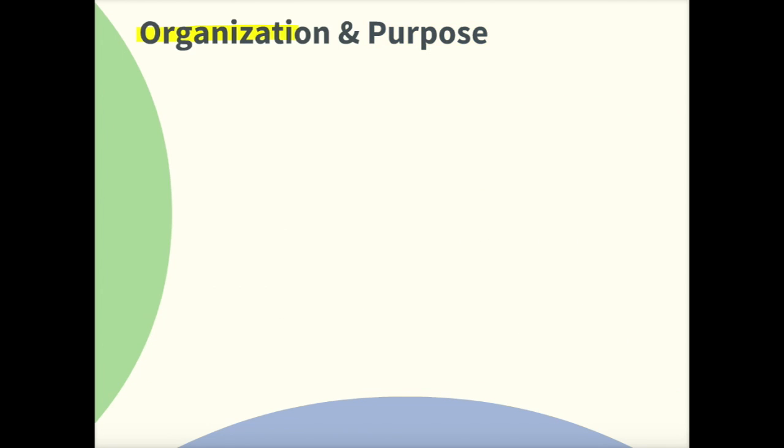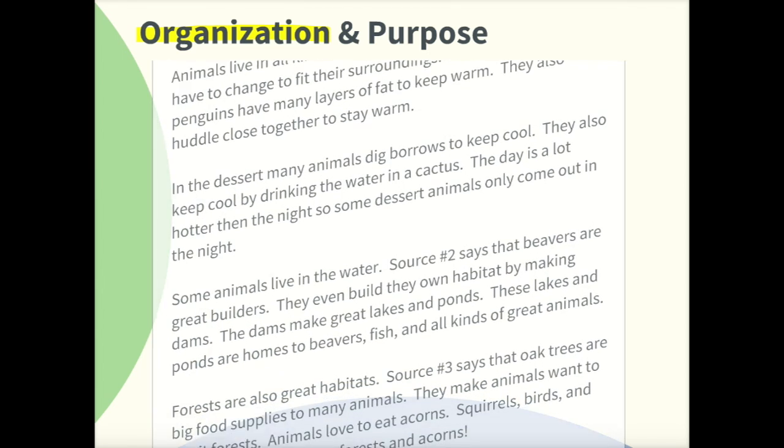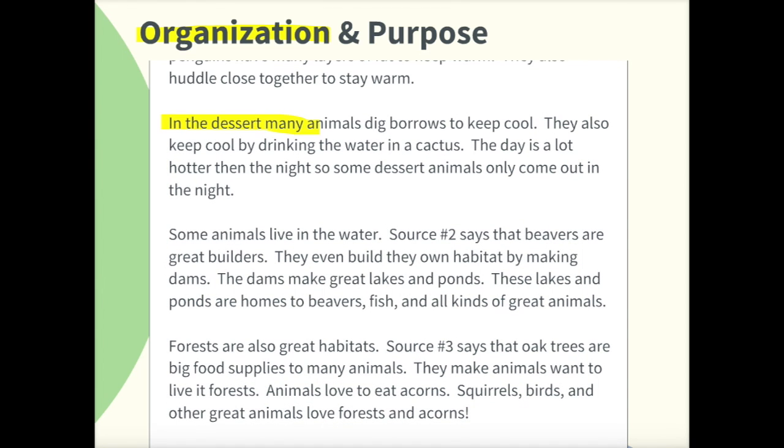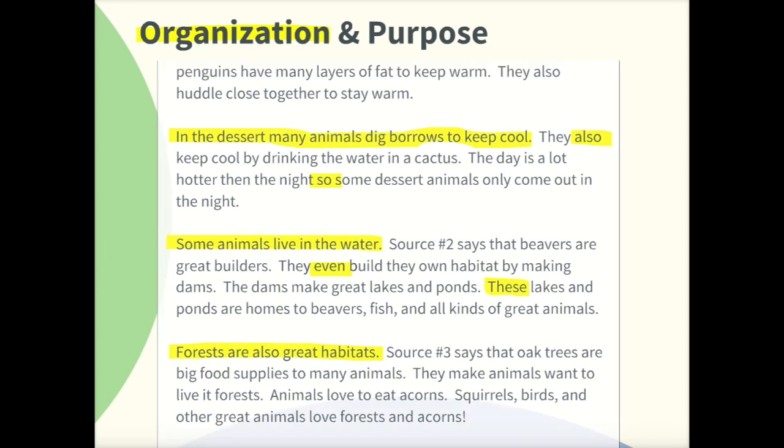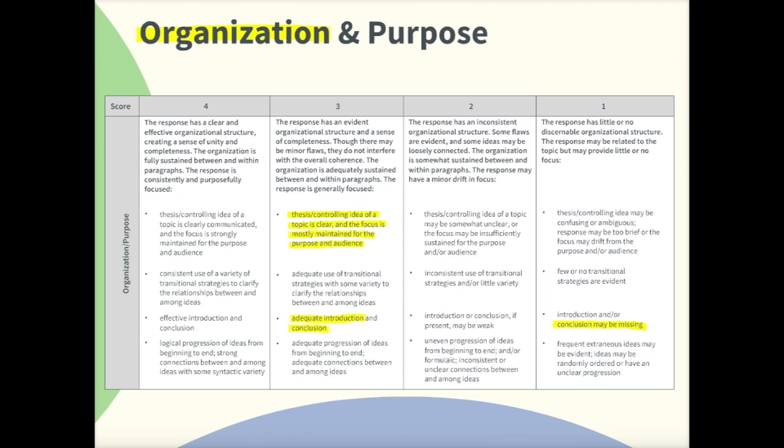Let's move to organization. Following a clear introduction, the essay begins each of the next 3 paragraphs with a new example of an animal habitat: the desert, water, and forests. The essay also uses a number of internal transition words within paragraphs to connect ideas between sentences. For example, also, so, even, and these. I've got enough evidence now to score the essay's organization.